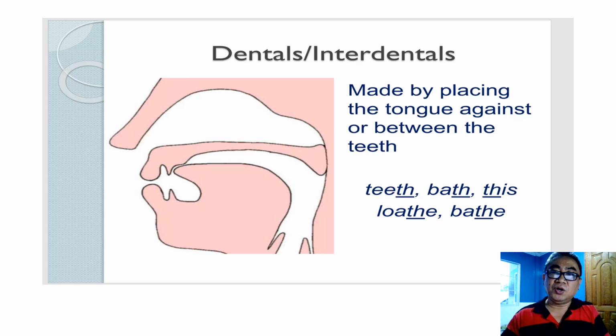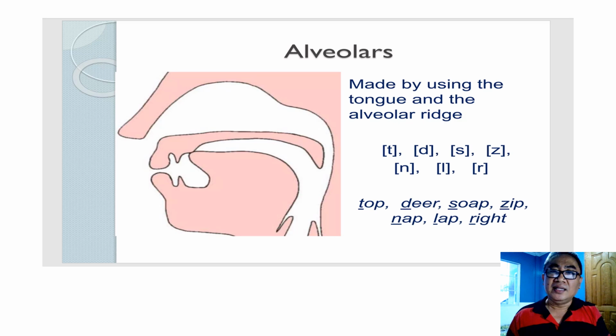Now, let us go to the alveolars. This may be made by using the tongue and the alveolar ridge. No? So, alveolar consonants are consonant sounds that are produced with the tongue close to or touching the ridge behind the teeth on the roof of the mouth. So, on the roof of the mouth.